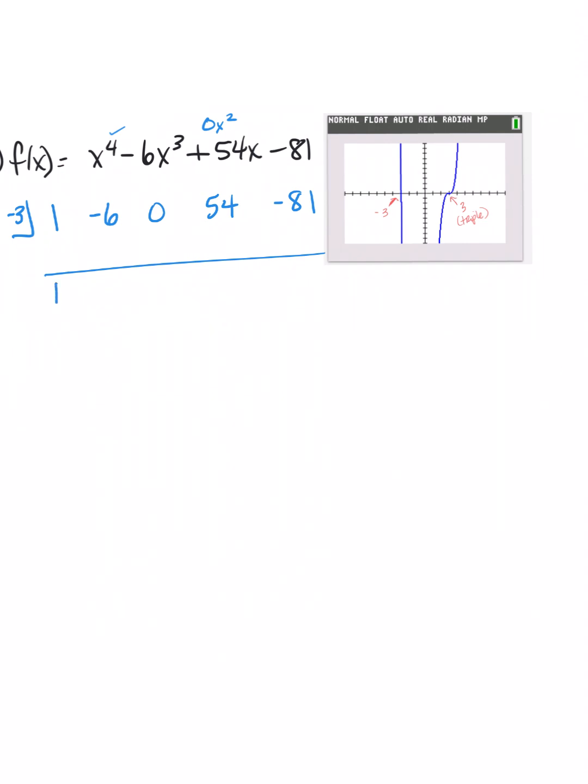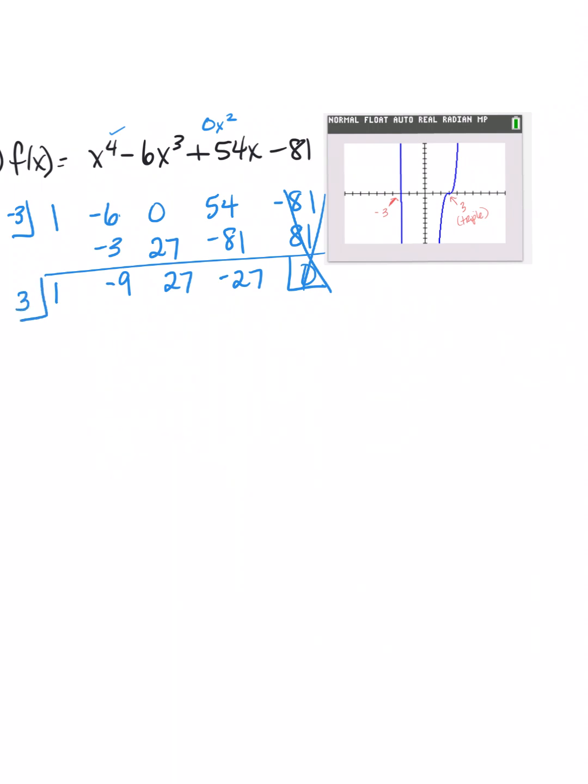So bring the 1 down. 1 times negative 3 is negative 3. Add these, negative 9. Negative 9 times negative 3 is a positive 27. That's 27. 27 times 3 is 81, be negative 81. If I subtract those using my calculator, I get negative 27. Negative 27 times 3 is 81. It's negative times a negative, so it's positive, and there's 0 remainder. That checked out. Now we're going to go over and use the positive 3 root.